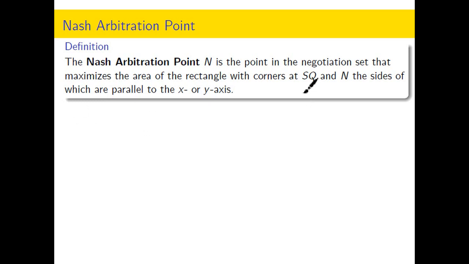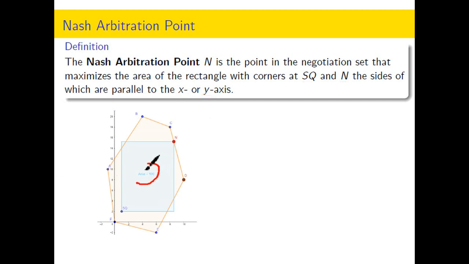point of the game. Then what we'd like to do is draw a rectangle that has its bottom left corner at the status quo point and has its top right corner at this Nash arbitration point N. And then the rectangle will have sides that are parallel to either the X or the Y axis. So here's what that'll look like. We are just taking a look at the maximum area of this rectangle where the point N moves along the northeast boundary, but not the entire boundary, just the Pareto optimal portion.